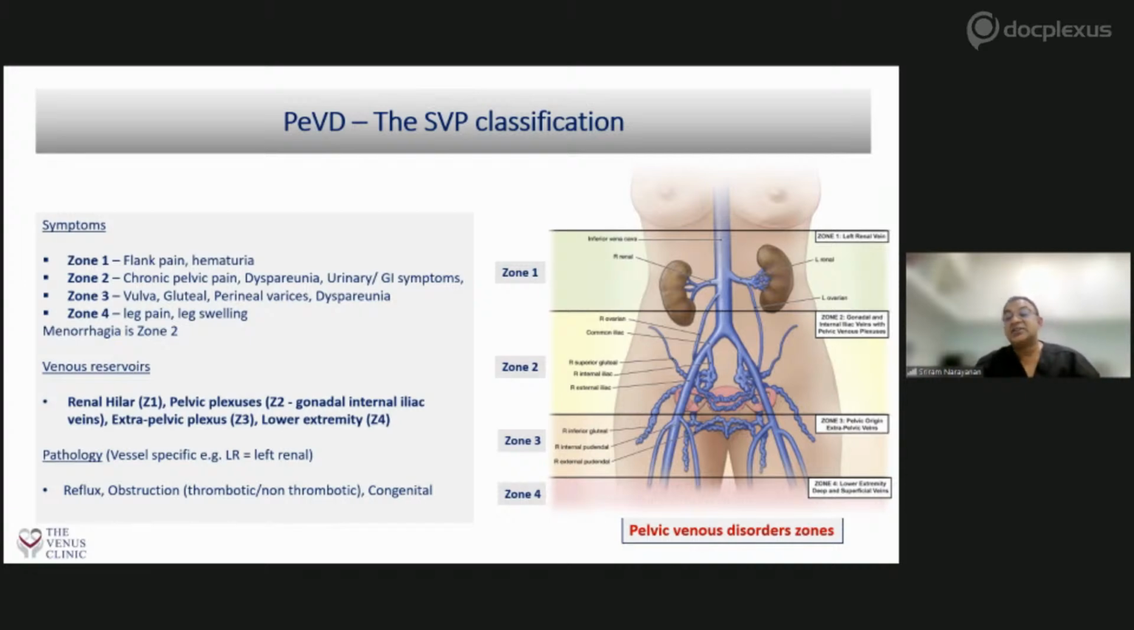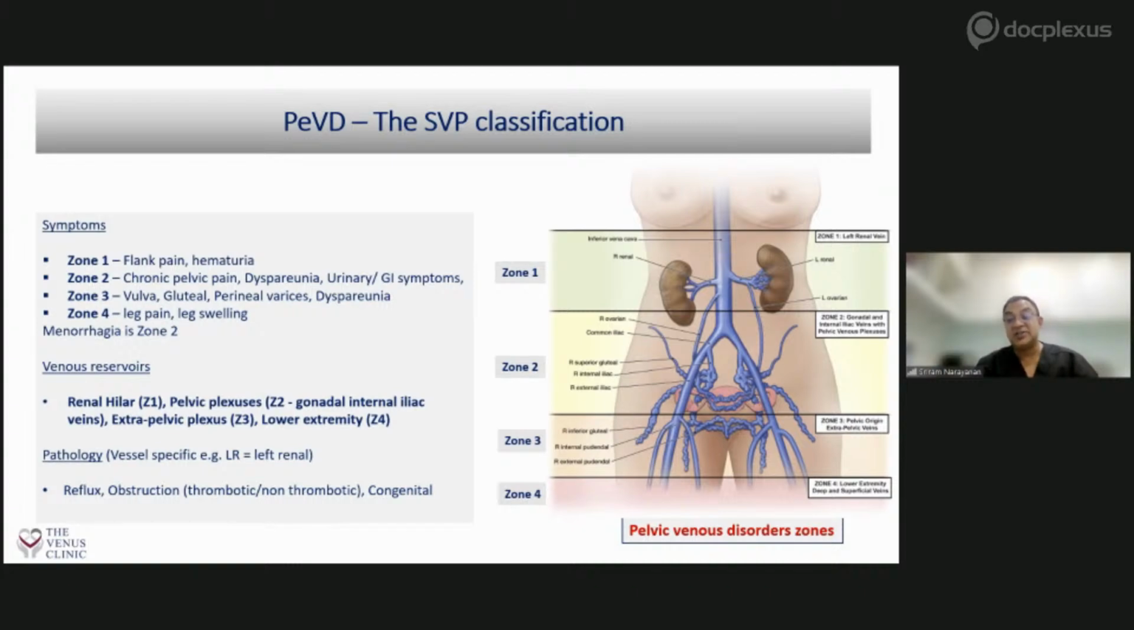So essentially, symptoms tend to be related to where the variceal reservoir is. If it is in the renal hilum and they have renal varices, then they will get flank pain and hematuria as a prominent symptom. Zone 2, they will have chronic pelvic pain. They can have some dyspareunia on deep intercourse, urinary and GI symptoms, of course, but Zone 2 is the commonest form of pelvic venous disorders. Zone 3, they have the standard vulvar, gluteal, perineal varices, and again, dyspareunia. And this dyspareunia can be both coital and postcoital, because there are paravaginal varices involved now. And Zone 4 are essentially venous hypertension in the leg: pain, swelling, and varicose veins.